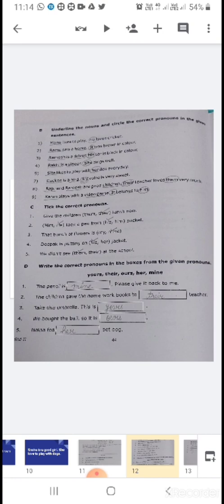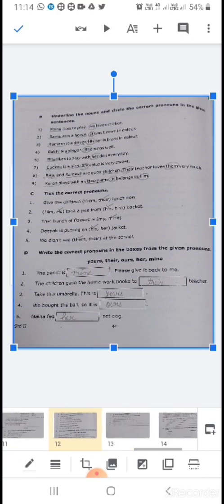Second is the children gave the homework books to dash children. So they give to their teacher. So we use here theirs. Now third is take this umbrella. This is dash. So take this umbrella, this is yours. We bought the ball, so it is ours. If I am saying about we, obviously we use ours here. Fifth is Nana fed dash pet dog. Nana is a girl, so we use her for Nana.